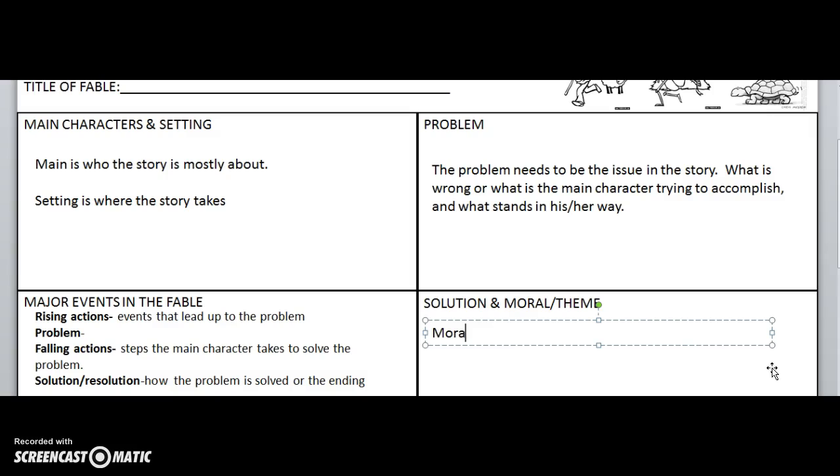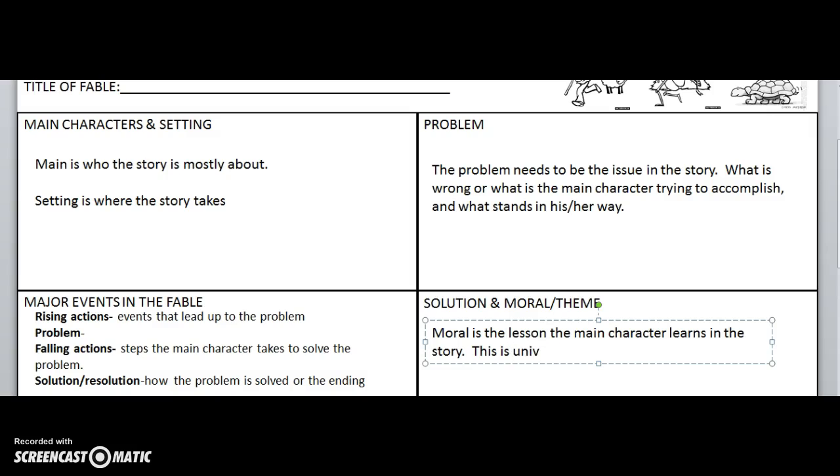So remember, the moral is the lesson the main character learns in the story. Remember, this is universal, meaning that it can be applied to anybody's life. So when I say this is universal, I mean it can be applied to your life and make you better.